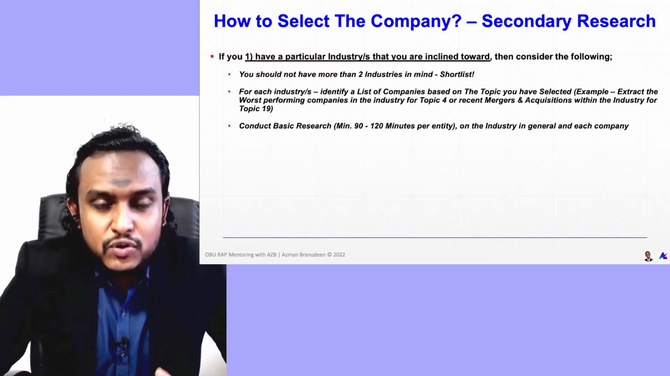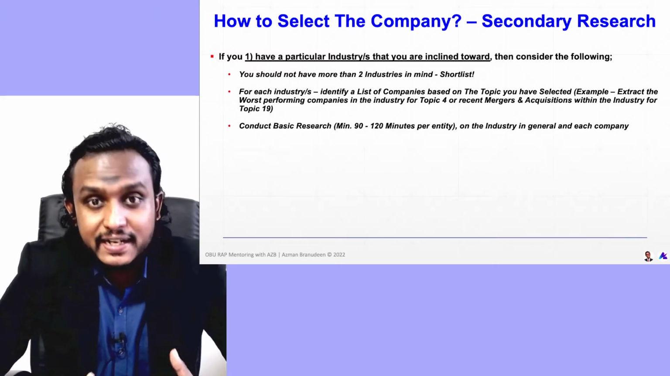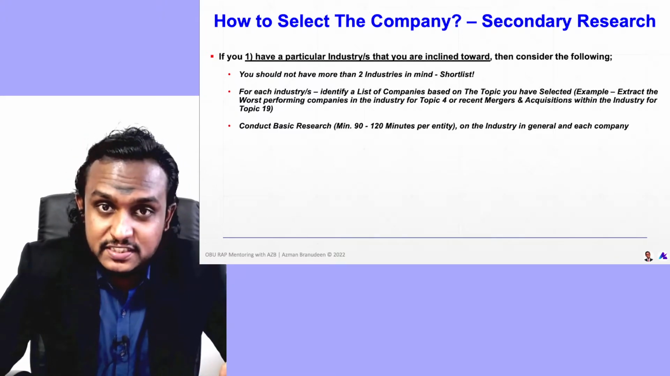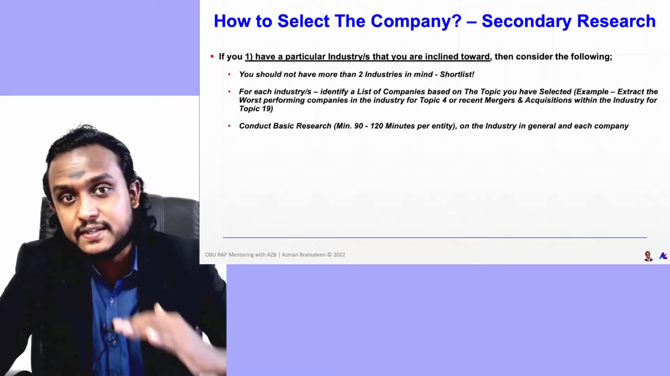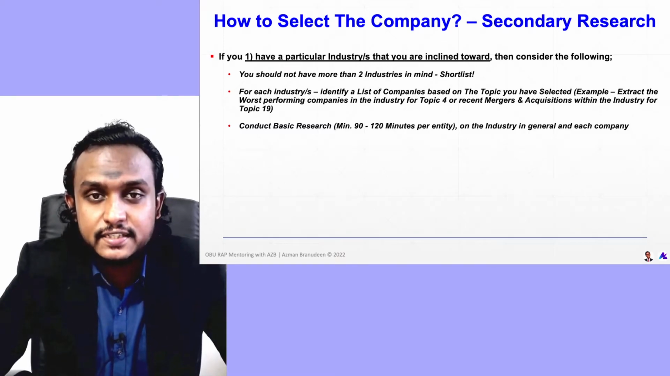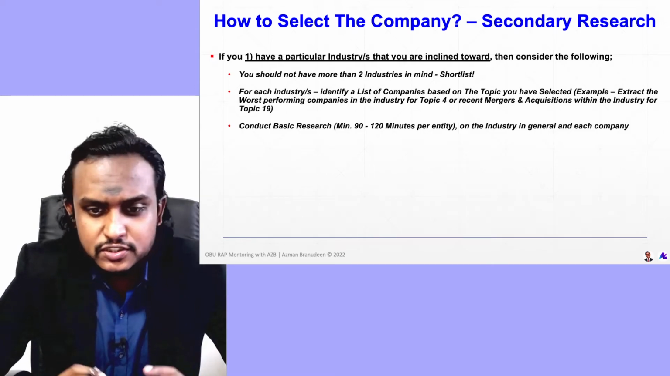Then you need to conduct what I call basic research. If you're engaging with me, there are 3 types of research phases: initial research, basic research, and deep research. Initial research is obviously at the topic selection stage. Here, at the company selection stage, you're going to engage with what we refer to as basic research. This is quite simple.